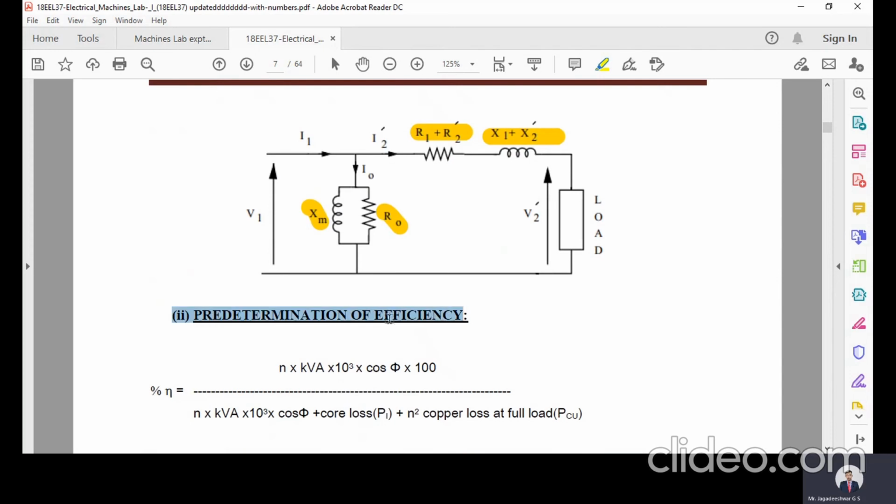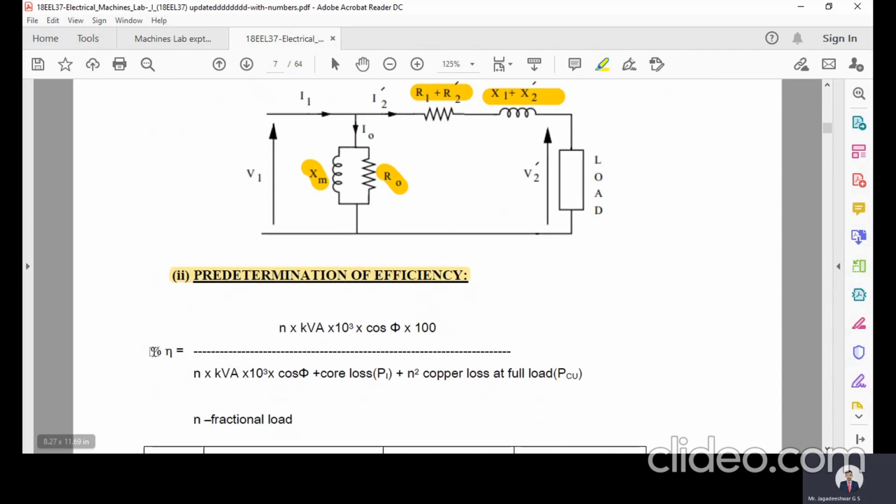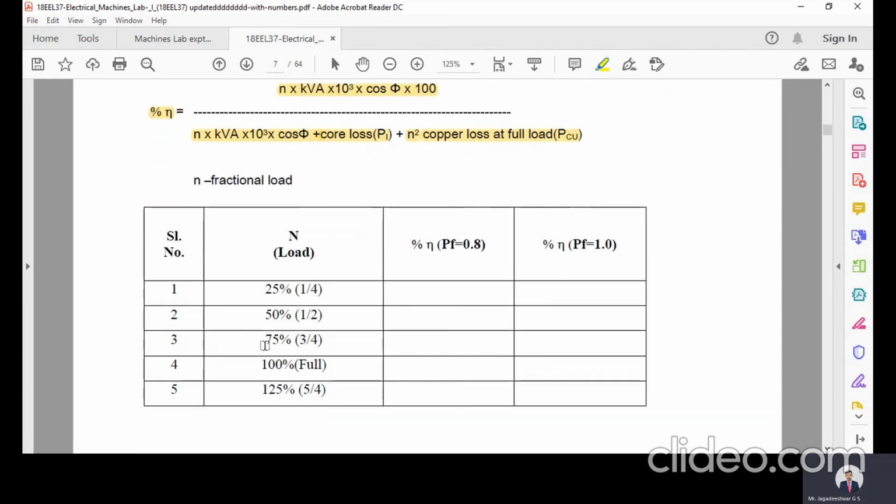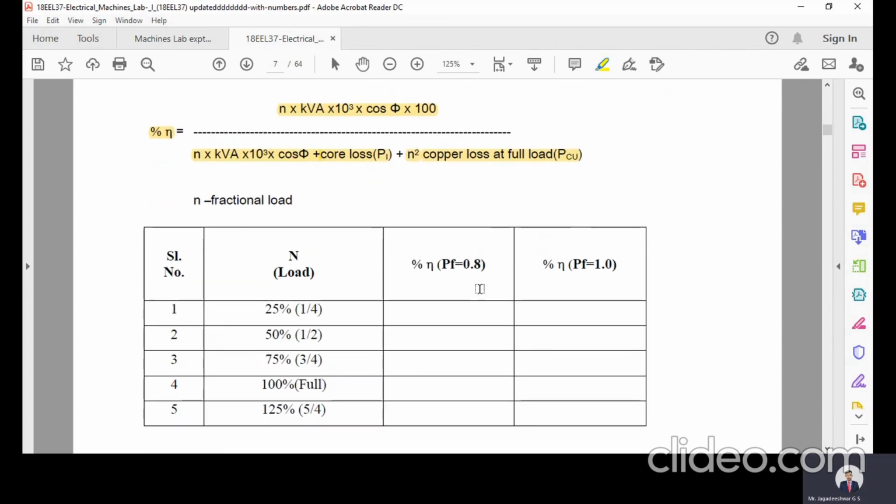Let us see how to calculate the efficiency of the transformer. Using this equation, we'll find out the efficiency of the transformer, that is N into kVA into 10 raised to 3 cos phi, divided by N into kVA into 10 raised to 3 cos phi plus the losses, core loss and copper loss. Copper loss is variable, so that's why it is multiplied here by N square. N is nothing but the fractional load. So for different loadings of the transformer, you can calculate for two cases. Here we have calculated for power factor 0.8 and 1. So you can easily calculate these by substituting in this relation.